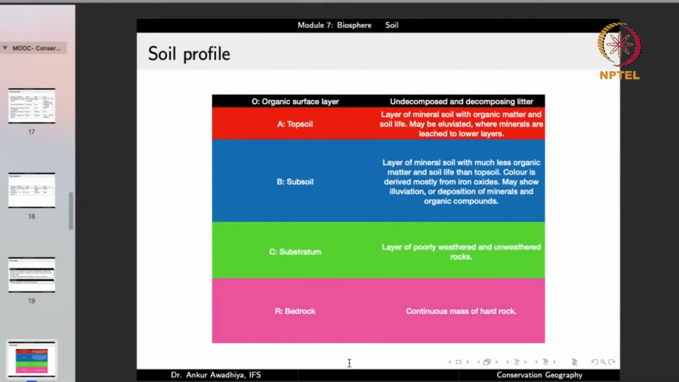And below the substratum, we have the bedrock, which is a continuous mass of hard rock. So this is a typical soil profile, but different soils may have one or more of these layers missing.